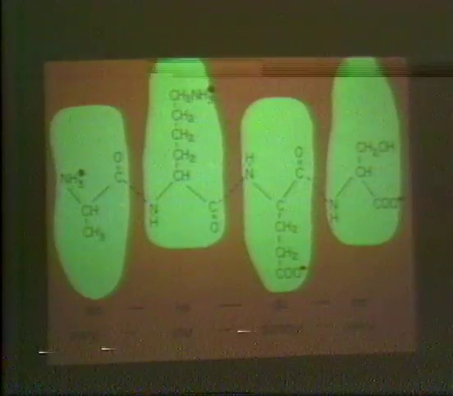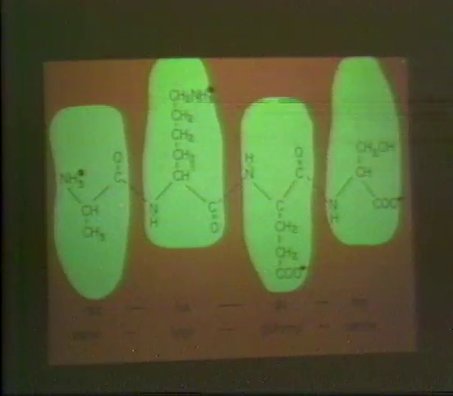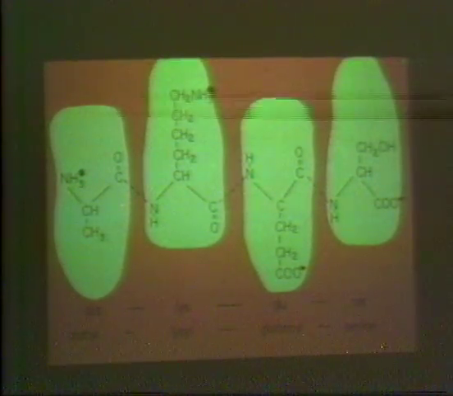We see here the advantage also in using the three-letter abbreviations ALA, LYS, GLU, and so forth.